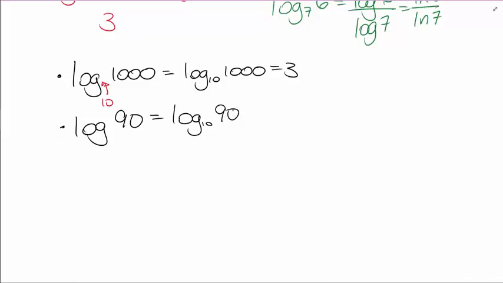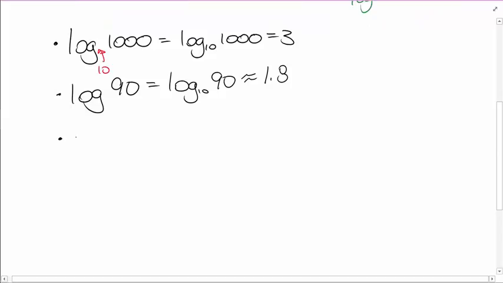Without my calculator, I cannot compute that. What I could do is approximate this to be some value between 1 and 2, because I know 10 to the first is 10, 10 to the second is 100. I would approximate this to be in the high 1.8, 1.9 range without my calculator.